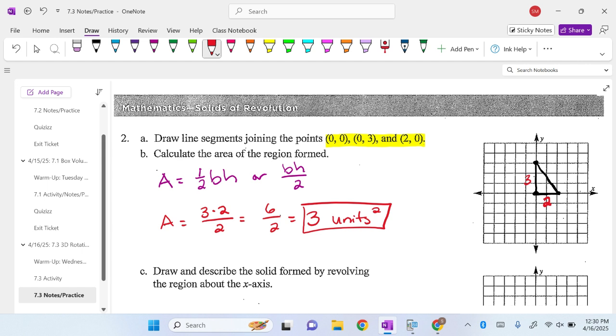Now, we're going to do the same thing that we just did with the rectangle. So before I even draw this, if I rotate that triangle around an axis, whether it's the x or y, what's it going to make? A cone. All right. So a right triangle makes a cone.